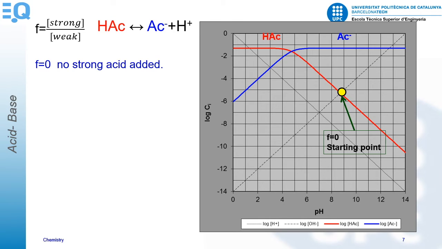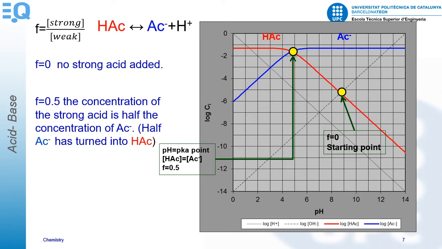When adding some strong acid, some acetate ions will start to turn into acetic acid while gaining the hydrogens from the acid added. Then we will reach the point F equals 0.5, where half of the initial concentration of acetate has turned into acetic acid. At this point, the pH is equal to the pKa of the weak acid, acetic acid. At this point, the concentration of acetic acid and acetate anions is the same.